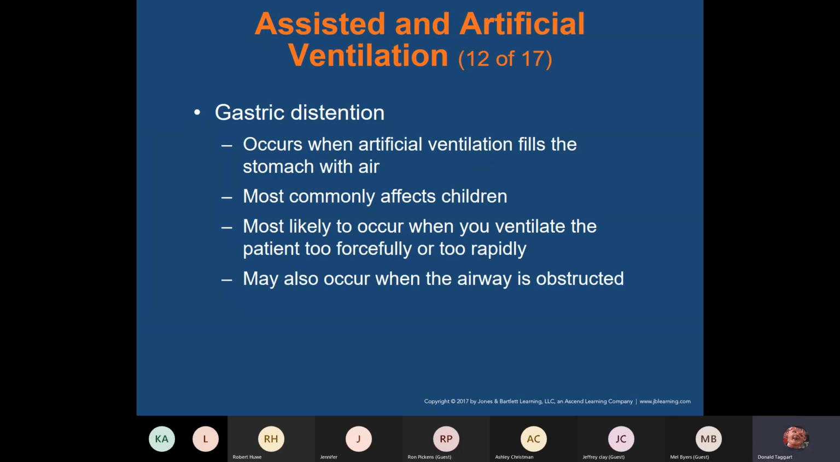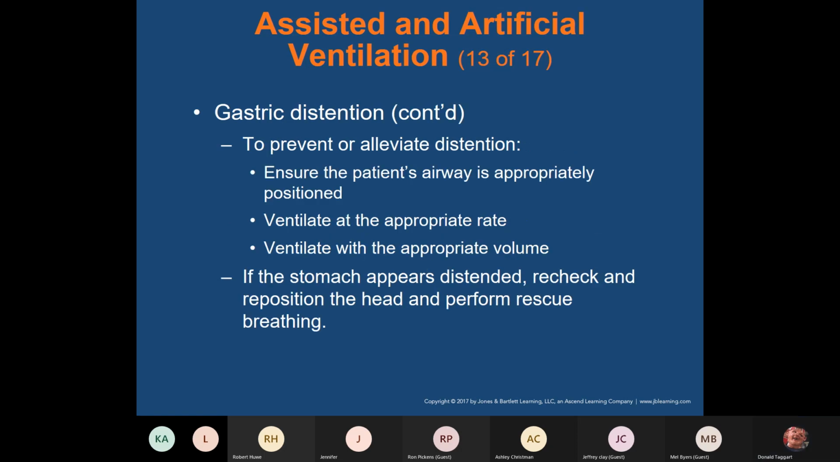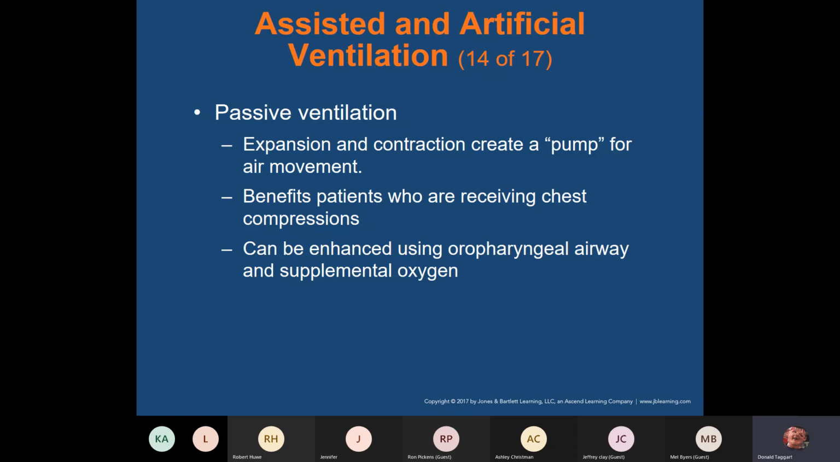Gastric distension, we've already talked about this. Don't put air into the belly. So good positioning, the right rate, and right pressure and volume. And if you do have gastric distension, be prepared for them to throw up on you. Passive ventilation: expansion and contraction create a pump for air movement.